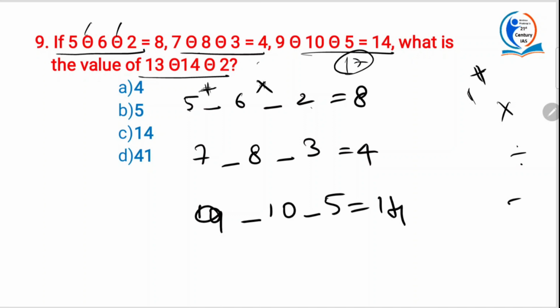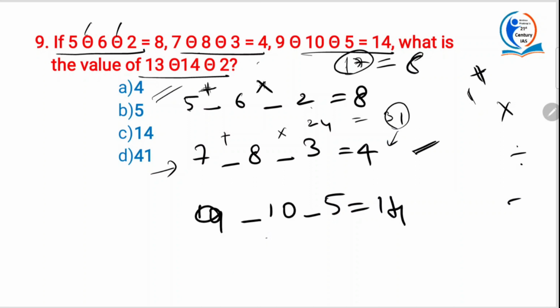Now 17 and 8, are they related? No, but it's showing that the sum of the digits is 8. So this might work, a probability. Now we'll just check this for the other equation also. So 7 plus 8 into 3. 8 3s are 24. 24 plus 7 is how much? It's 31, right? Now 31, sum of the digits is how much? It's 4. Correct? So this is working for this one also.